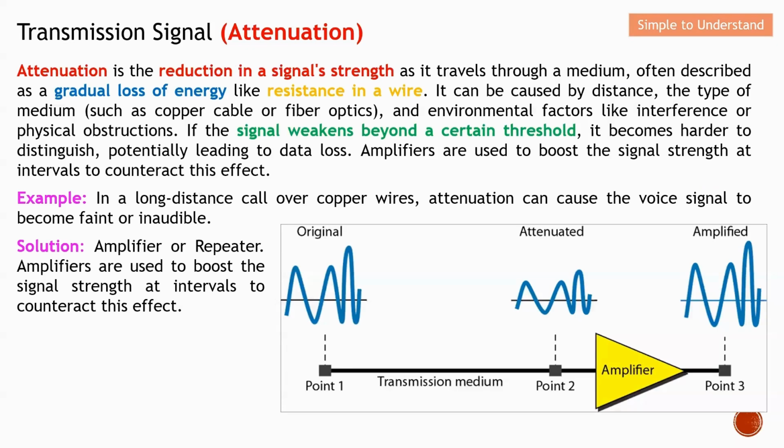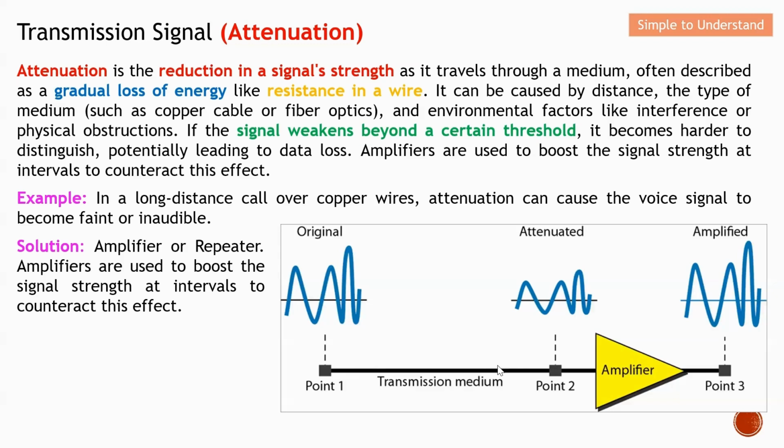Let's come to the first transmission impairment, which is attenuation. Attenuation is a reduction in signal strength as it travels through a medium. This is often described as a gradual loss of energy. For example, it can be the outcome of the resistance in a wire. Let's take a look at this diagram in order to understand what attenuation is. From here, this is the transmission point. You can imagine that the signal propagates along the transmission medium.